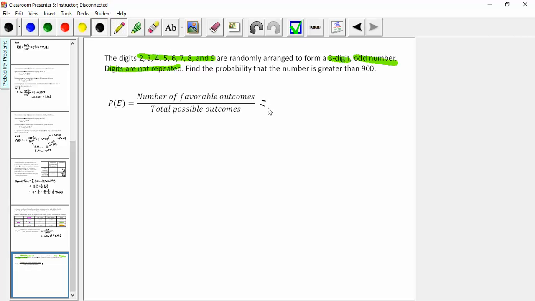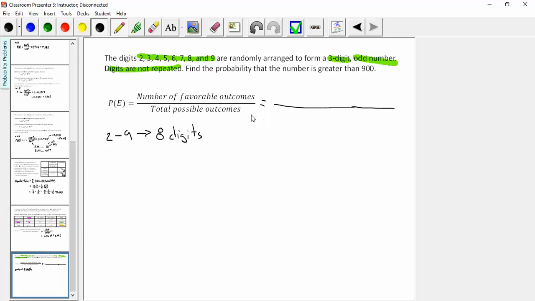Once again, it turns out the total number of outcomes is the easy part. Total number of outcomes. Let's see, how many digits are there? 2 through 9 is 1, 2, 3, 4, 5, 6, 7, 8 digits. I wrote 9 on my paper. That's not good. 8 digits.